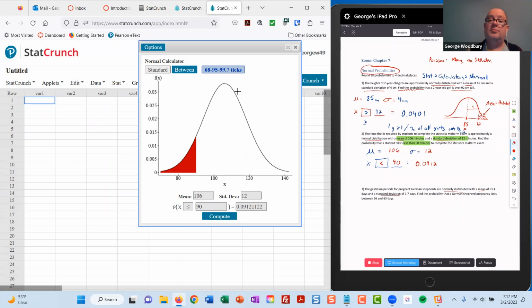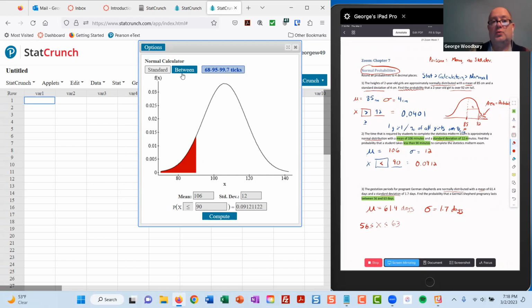And again, anytime you can unmute yourself or type them into the chat. Problem 3, I already marked up. It says it's normally distributed. The mean is 61.4 days. The standard deviation is 1.7 days. And now for X, it says it lasts between 56 and 63 days. So what we're looking for is X to be between 56 and 63 days.